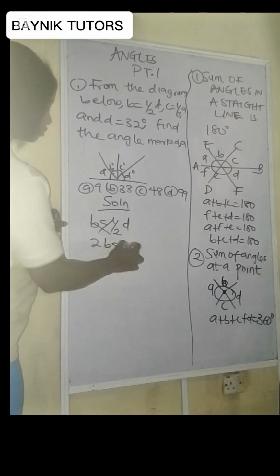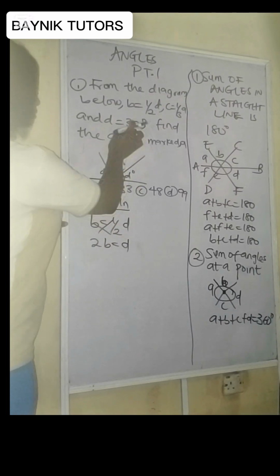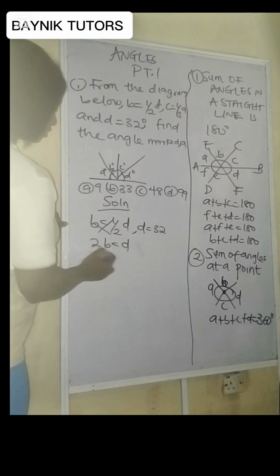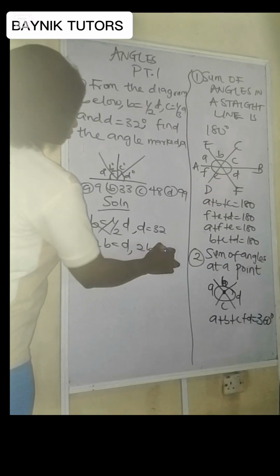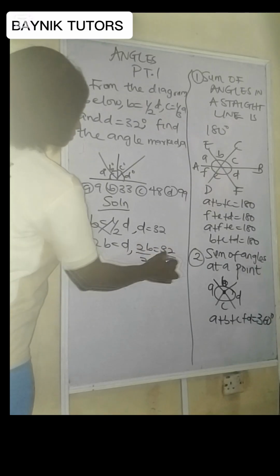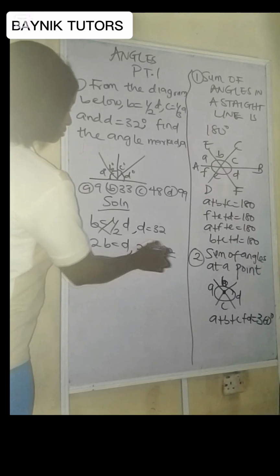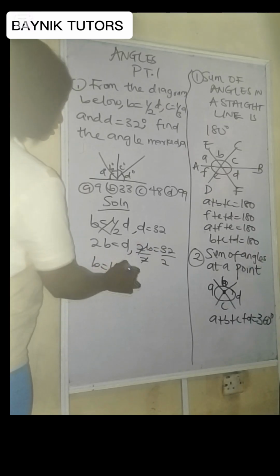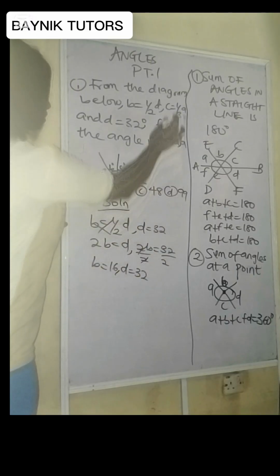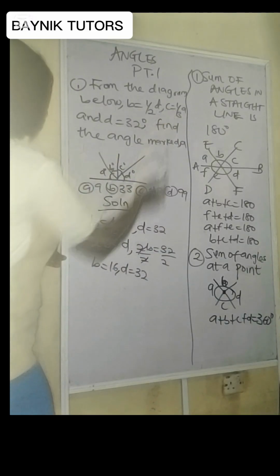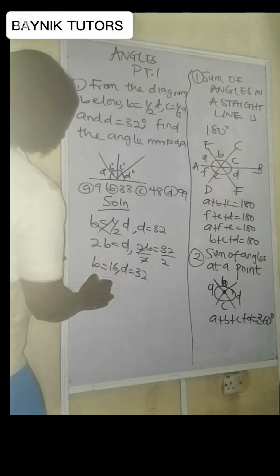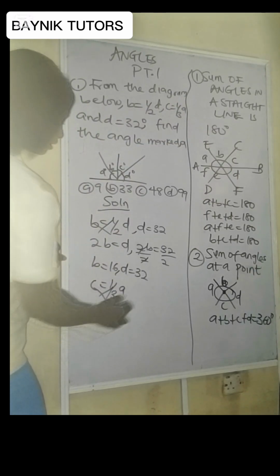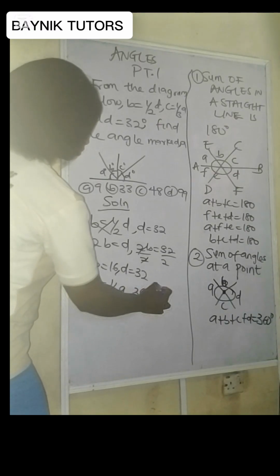So we cross multiply. That is 2B equals D. What is our D? D is 32. So we substitute this 32 here, so that will be 2B equals 32. Let's divide both sides by 2. So B is 16. Our B is 16, our D is 32. Now let's get the other values. We are going to use C equals 1 over 3A. Let's multiply. That is 3C equals A.